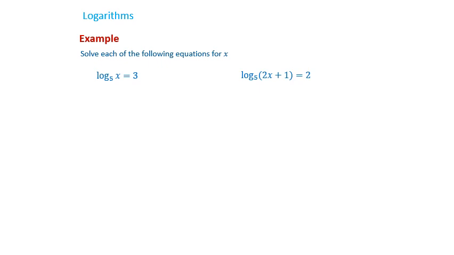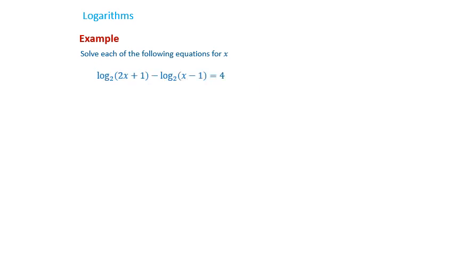Okay, let's have a look at some more examples. So we've got to try and solve for x. We've got to find out what value of x makes these true statements. Well, in the first one, we can use our SOC rule. We can make that 5 to the power 3 is equal to x. 5 to the power 3 is 125, and that's it. X is equal to 125. In the second one, we can also use our SOC rule, so we can say 5 to the power 2 is equal to 2x plus 1. That means 2x plus 1 is equal to 25, 2x is equal to 24, x is equal to 12. Easy peasy.